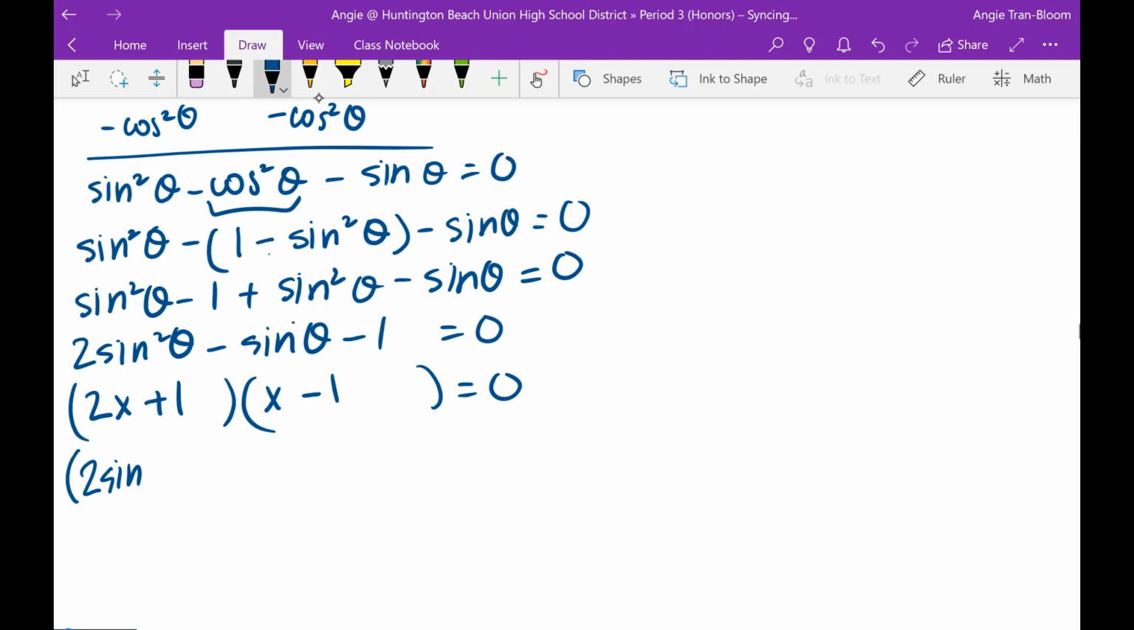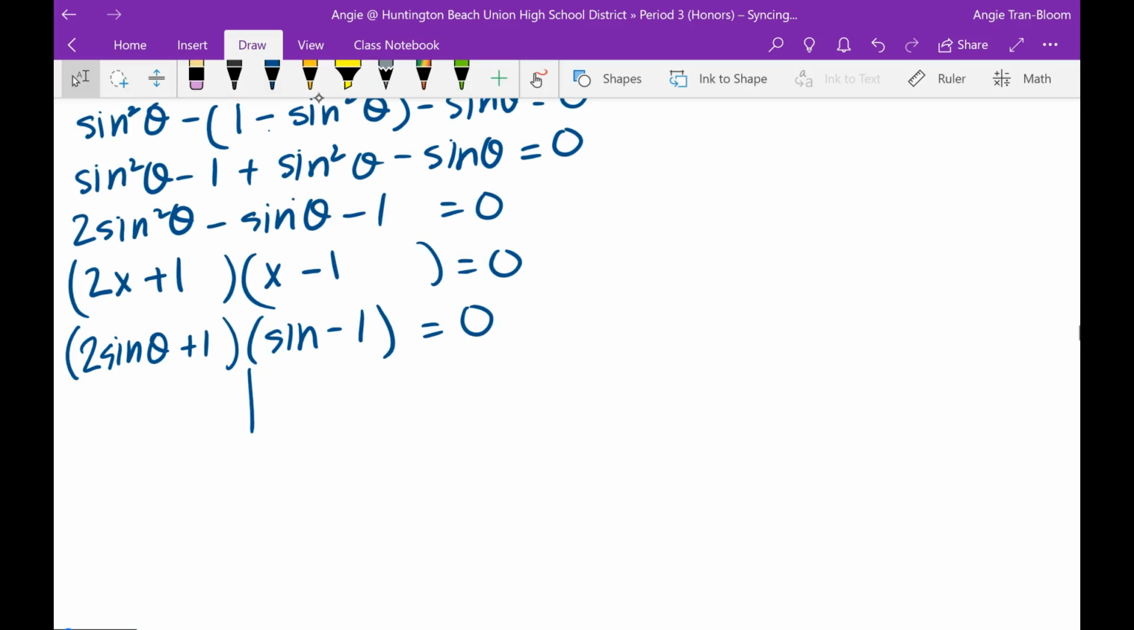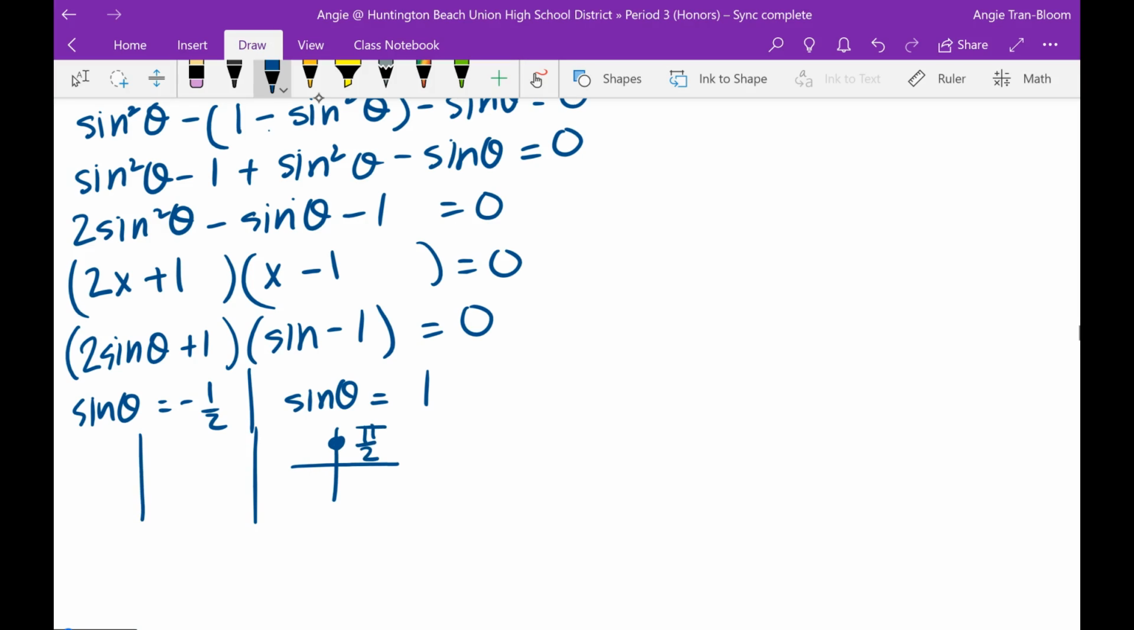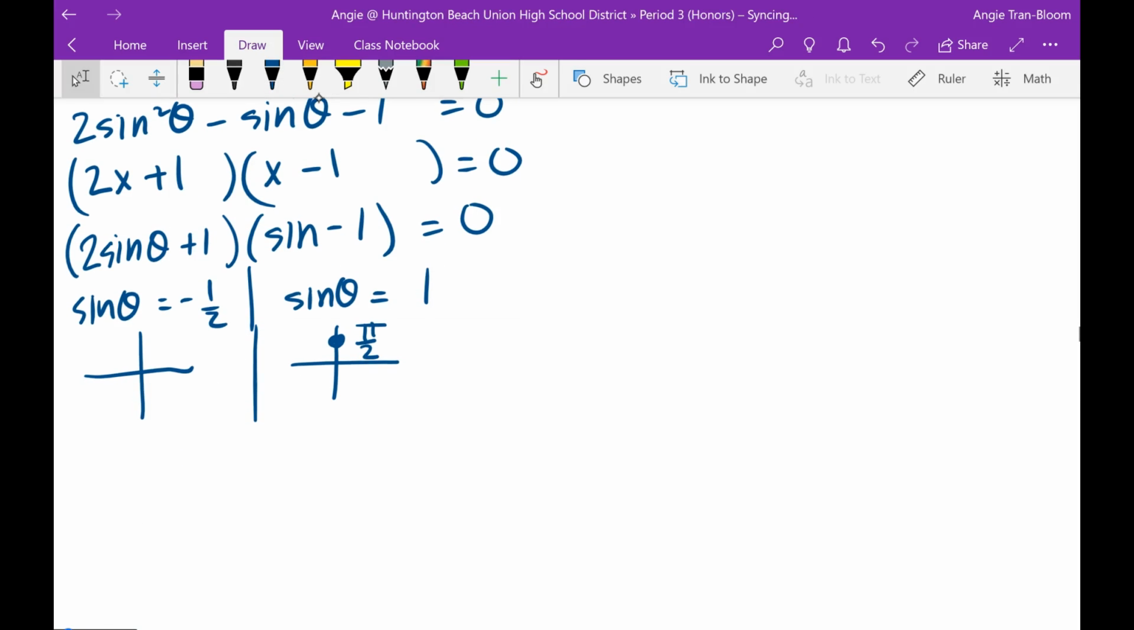Every time I see an x, can I just now plug in a sine? Yeah. Take each factor, set it equal to 0. So sine of theta is now straight up negative half. And then sine of theta is now positive 1. Okay, so where's sine at positive 1? Pi over 2. Let's decide on the quadrants before we focus on the angle.